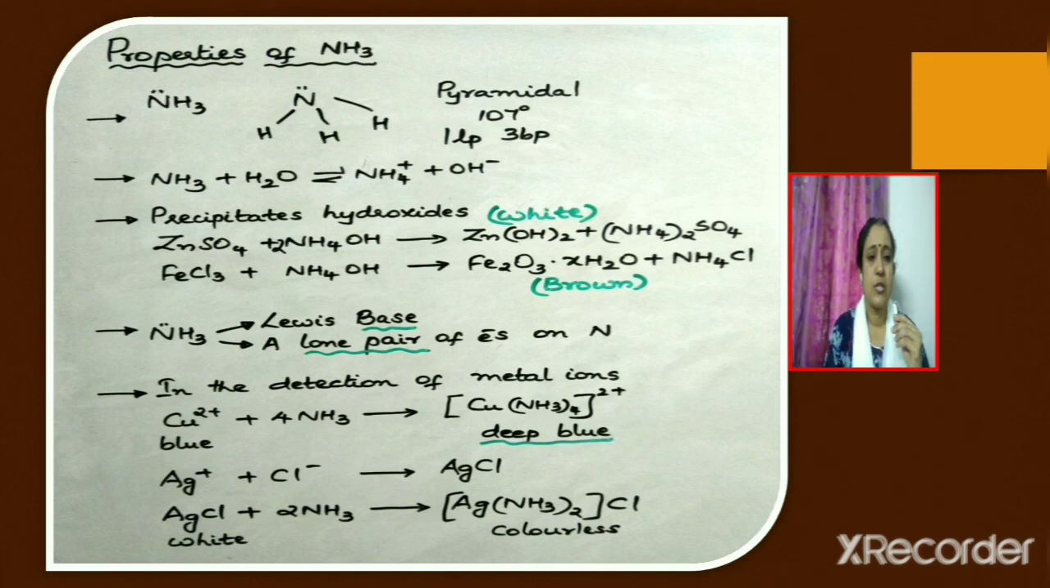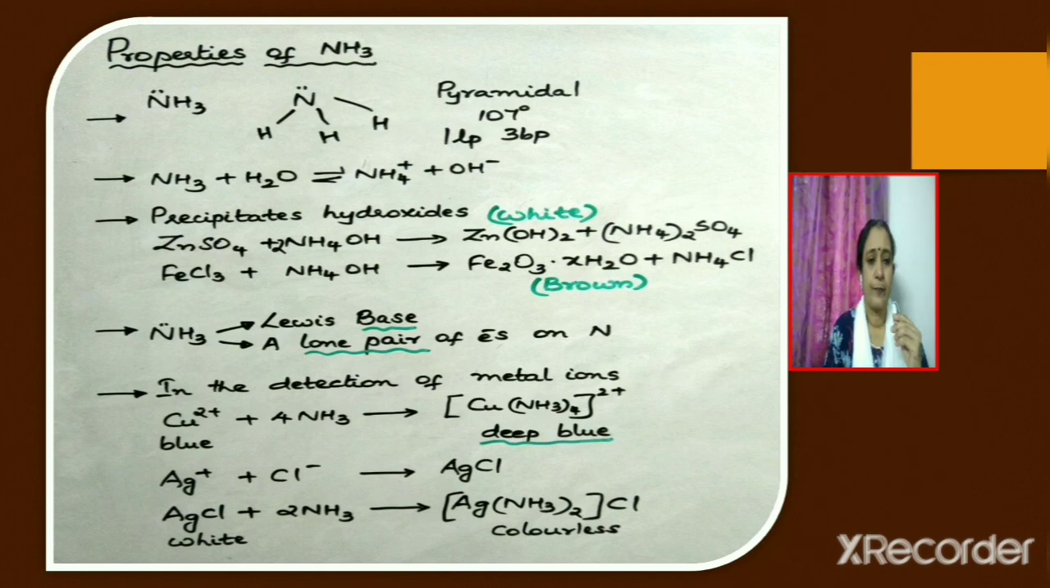Now, what is the use of ammonia? It can be used in the detection of metal ions. For example, if ammonia solution is added to copper sulfate solution, the intensity of the blue color will increase. Initially, we know that copper sulfate is blue in color. But when we add ammonia solution, it forms a complex ion which is cuprammonium ion and this complex ion is deep blue in color. So it is due to the formation of the cuprammonium ion that the solution turns deep blue.